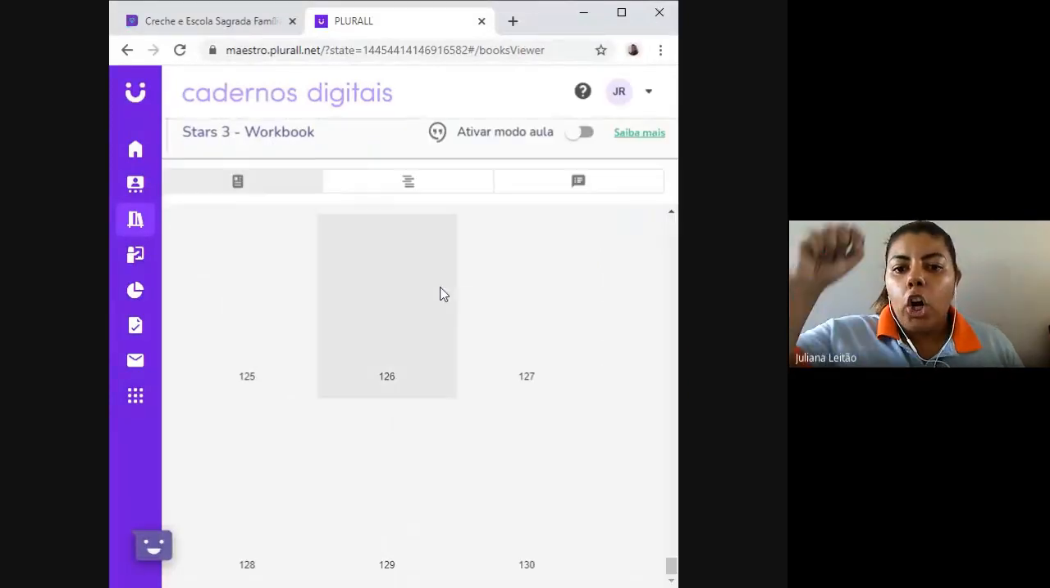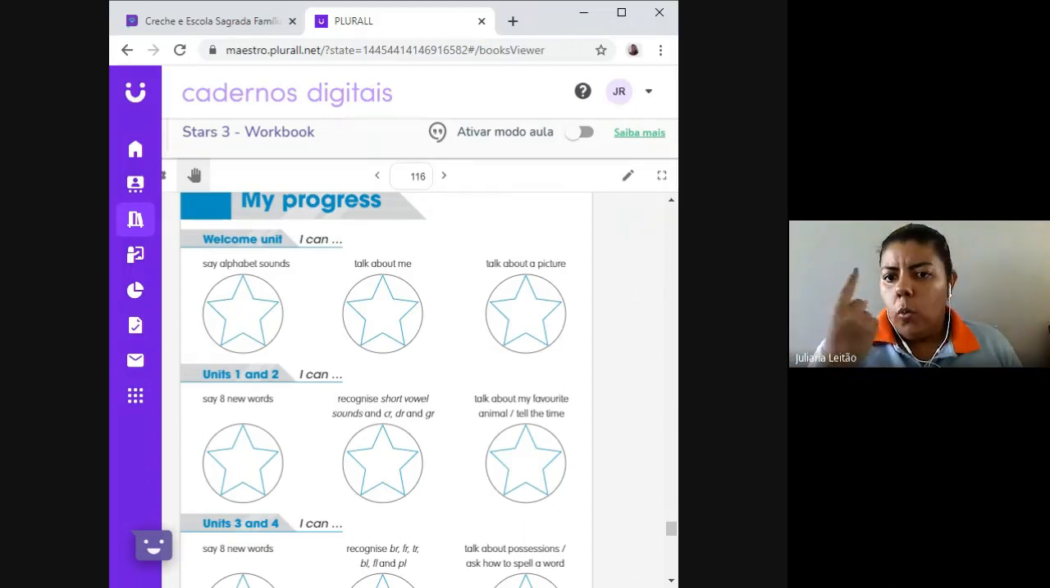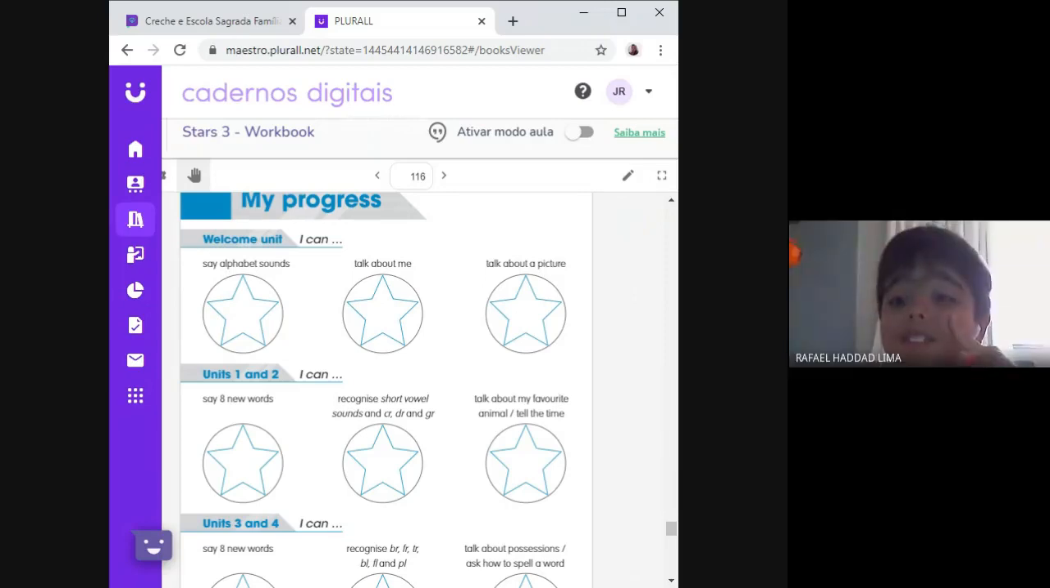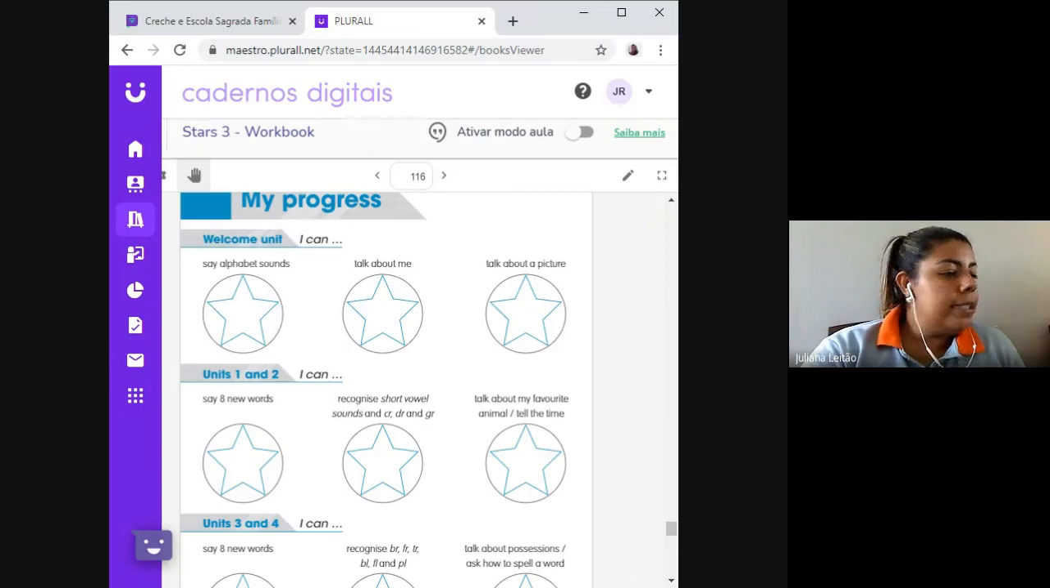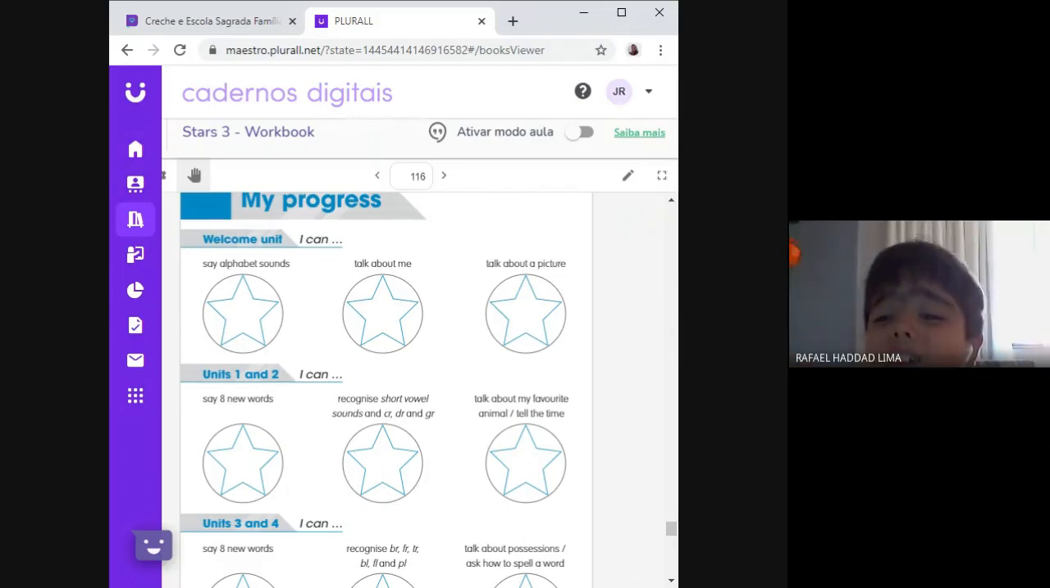Get your color pencil, any color, okay? Pink or blue or white, okay or no? Any color, one color, or pink or blue or yellow or green, just one color, okay? Pink. Yes, Rafael, in English. Page 116, get one color to color and wait for teacher. I can't understand o que você está falando em inglês.